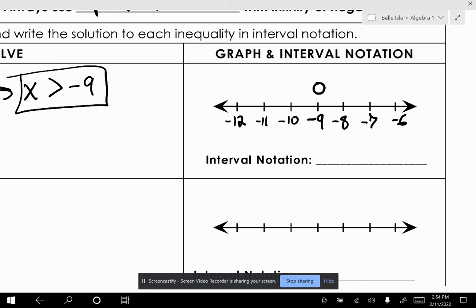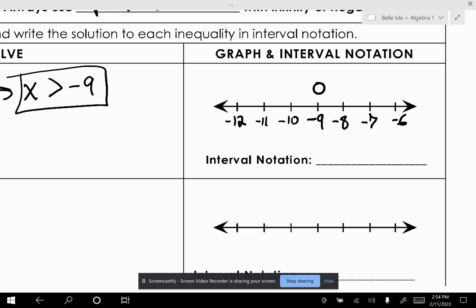Yes. Let's try and use our words. Yes, because it is a greater than or a less than symbol, right? So it is x is greater than, which means it's going to be an open circle. Okay. We don't want to include that value. So it's an open circle over the negative 9.